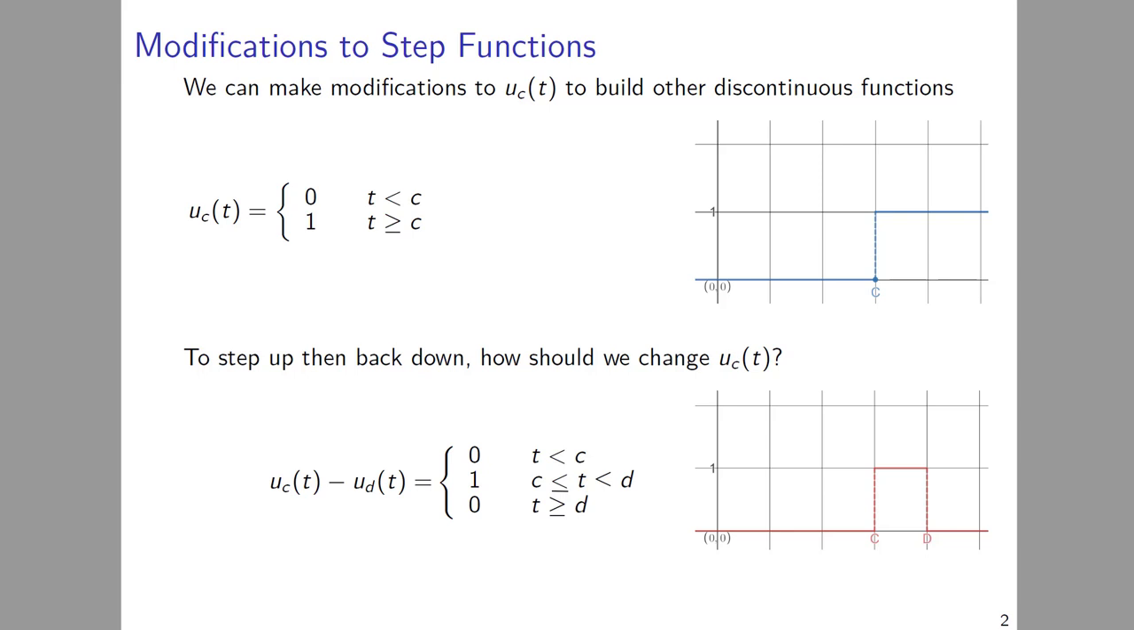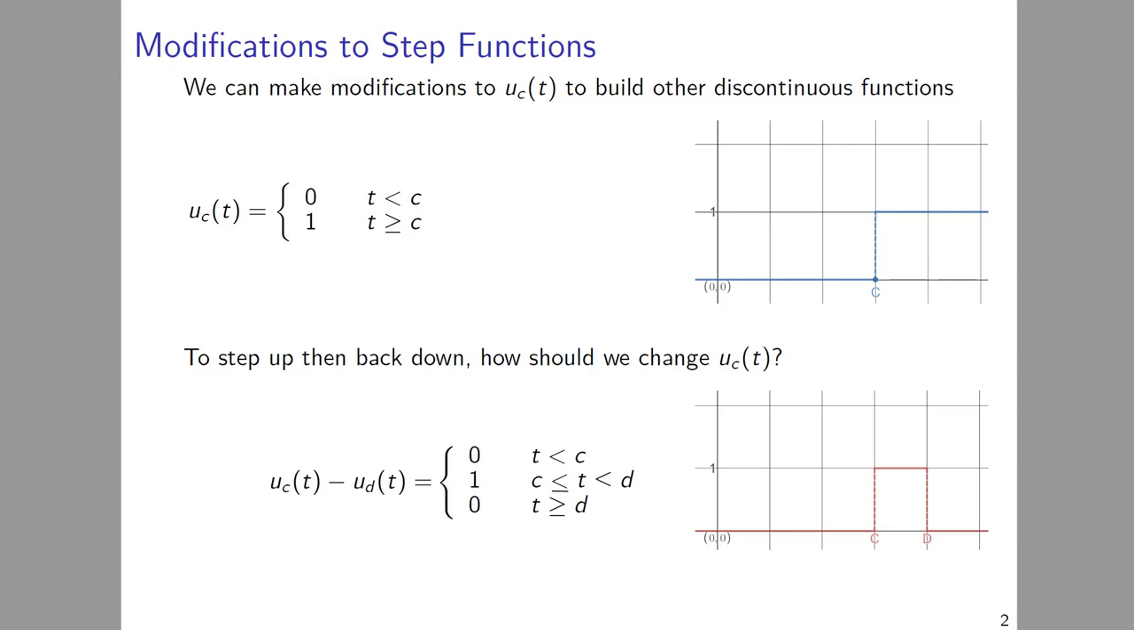In the beginning, before c, both u sub c and u sub d are 0. So uc minus ud is 0 minus 0, which is just 0. Between c and d, uc is 1 while ud is 0. So uc minus ud is 1 minus 0, which is 1. And finally, on the right-hand tail, uc and ud are both 1. So uc minus ud is 1 minus 1, which is 0.